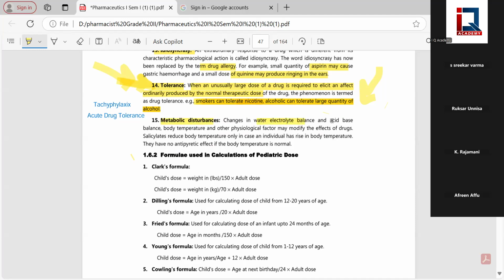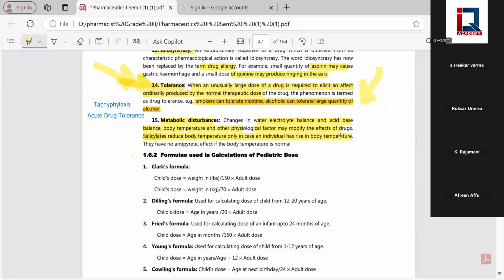So changes in the water electrolyte balance, the acid base balance, the body temperature, the physiological factors, and many other changes are going to affect the dose of the drug which we are going to give. For example, salicylates reduce body temperature only in an individual having raised temperature. If you give paracetamol, an antipyretic drug, to a patient who doesn't have fever, his temperature is not going to go below the normal temperature, right?